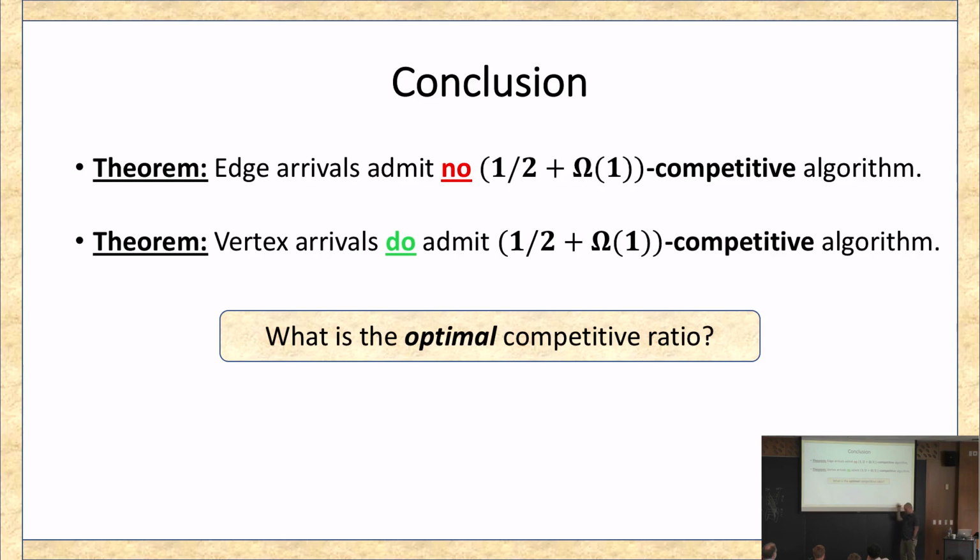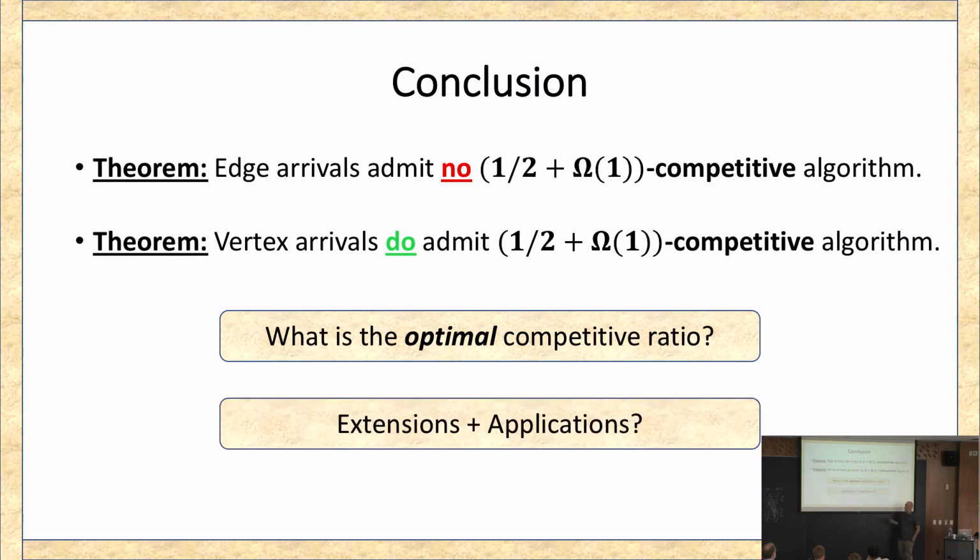And maybe a somewhat unusual question to end a theory talk with. The original problem studied by KVV, by Karp, Vazirani and Vazirani, was this very nice theoretical problem. But over the years, we found that some extensions of this problem have really nice real-world applications. And I'd be interested in seeing whether or not there are nice extensions or applications of these more general online arrival models. And I think that's all I got. Thanks.